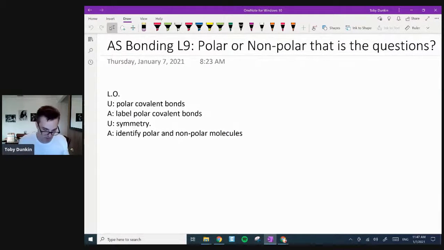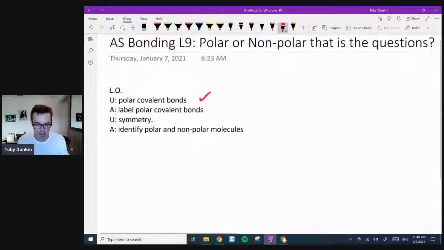So polar or non-polar bonds. We actually can already do this. Based on our knowledge from last lesson on electronegativity, we now should understand when a polar covalent bond occurs. We should be able to already do this one, but we'll do a bit of revision on this in today's lesson. The next one is be able to label them. I think that sounds very reasonable. We should be able to do that one as well. And then we need to talk about symmetry and then identifying polar and non-polar molecules. So those are my learning objectives today.